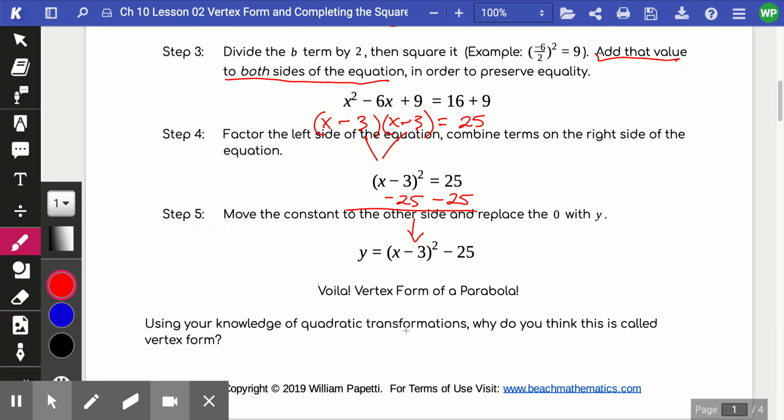Using your knowledge of quadratic transformations, why do you think this is called vertex form? So looking at that equation, we know that we're subtracting 3 inside, so that's going to move it right 3 units. And we're subtracting 25 outside, so it's going to move it down 25, which means that we know that our vertex is going to be 3, negative 25, based on this equation. So it's called vertex form because by looking at this equation, you could tell what the vertex of this parabola is.